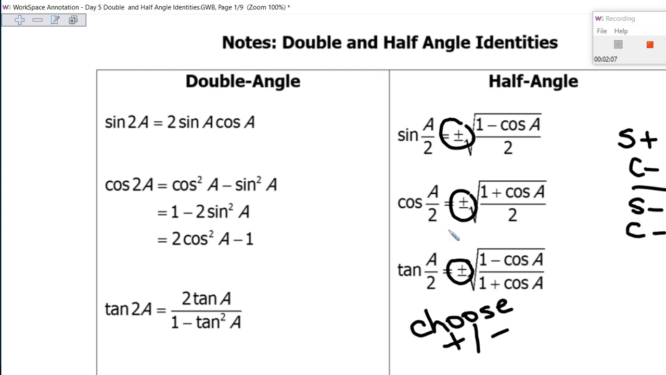Now, let's go ahead and look at some examples. But before we do that, I do need to mention that on the test next week, you don't have to memorize these formulas. They will be on the formula handout. So you don't have to memorize these, but you do have to know how to use them.